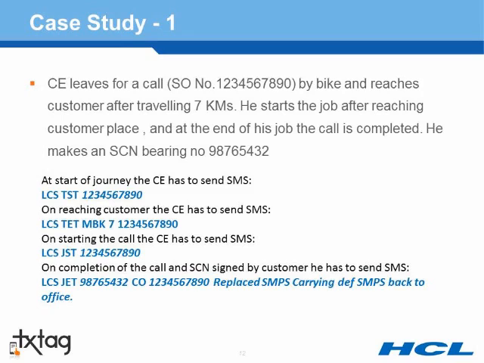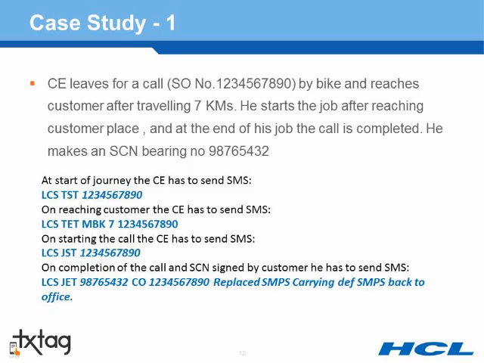And later on when he starts working on the customer's PC, before opening his toolkit, he sends one more SMS: LCS, I have started to work on the computer, job start time, LCS space JST space 12345678990. So the system now knows that you, the engineer, based on your mobile number, you get identified by your mobile number, has reached the customer place and is attending on the particular service order number 12345678990.